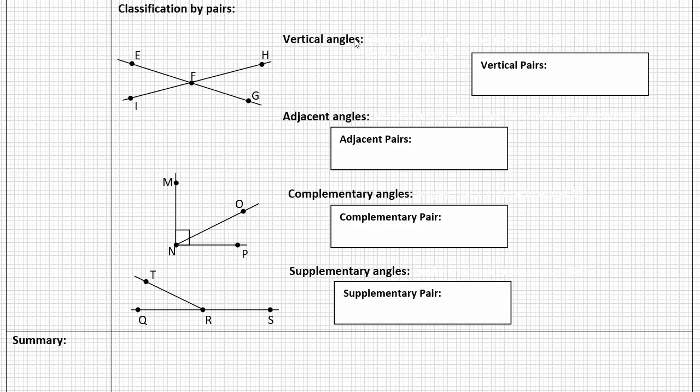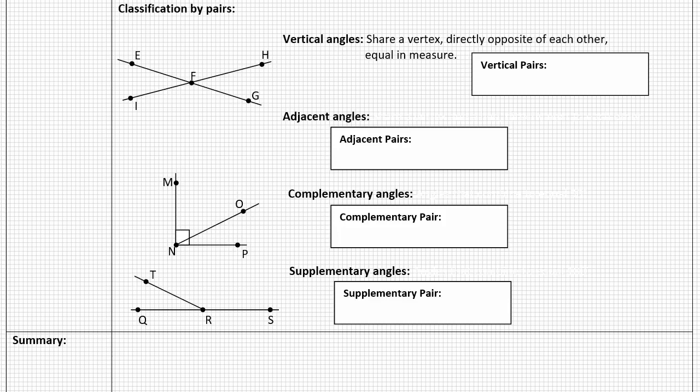Let's first look at vertical angles. To define vertical angles, we look for ones that share a vertex and are directly opposite of each other. So it has to be in a situation like this where we have intersecting lines and they create a variety of angles. And in this situation, we're looking for places where they share a vertex. So all the angles in this diagram here share the vertex of F. That's the intersection point. And vertical angles are going to be directly opposite of each other.